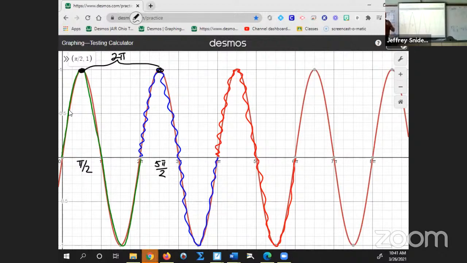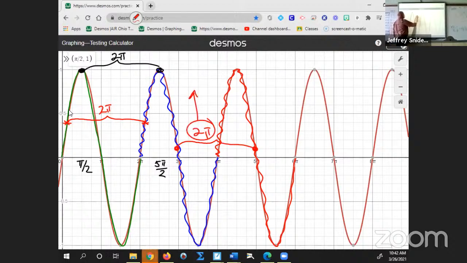2 pi, right? Guess what? If I chose another point, I'm going to go ahead and choose one right here. Let's say I chose this spot right here. Guess how far it is from this point to this point? 2 pi. If I chose this point right here, and I went over here and chose this point right here, the exact same location on that next cycle, guess how far apart those are?